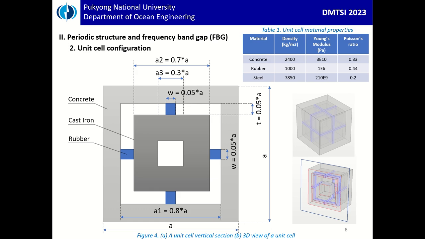Next is the unit cell configuration. In this paper, we propose this kind of unit cell, which has 3 components: concrete as the coat outside, rubber that links between the concrete and the cast iron, and also a hollow air core at the center. Table 1 shows the material properties. In figures 4A and B, we show some configuration dimensions and also the 3D view of the unit cell.